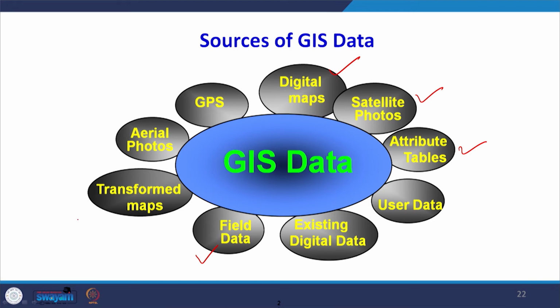There could be transformed maps, there could be data from the GPS. So, there are a lot of sources from where we can get the data, input data into the GIS. So, once the data is input to the GIS system from these sources, we have to ensure that this is geographically referenced to a common datum, to a common reference system, so that the integration becomes easy.